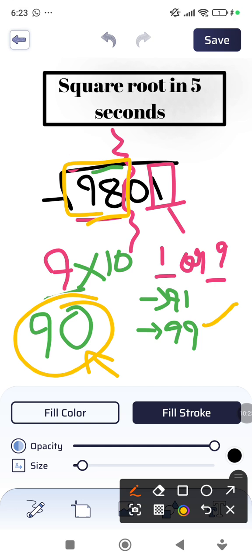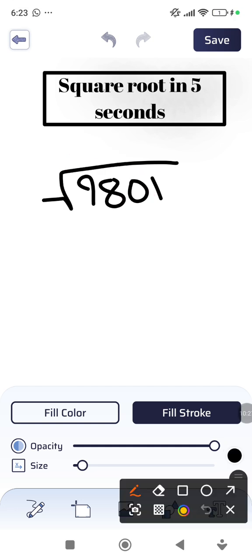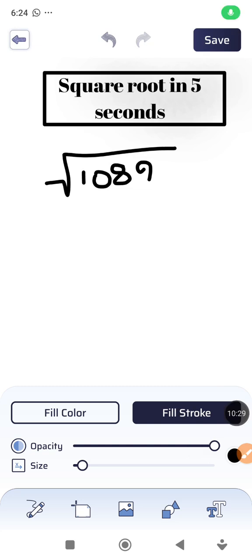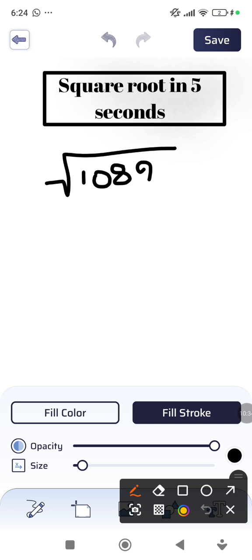Now let's take another number. Let the number be 1089. Now how to find its square root?